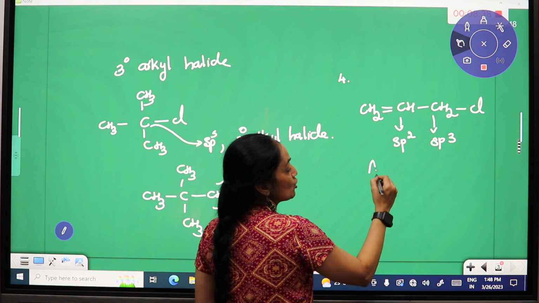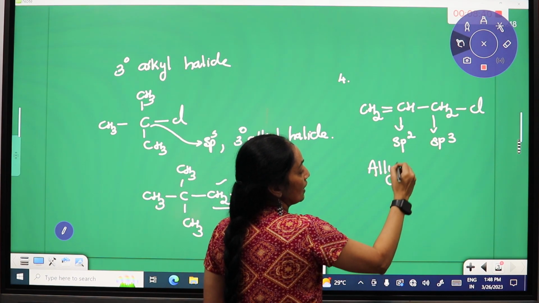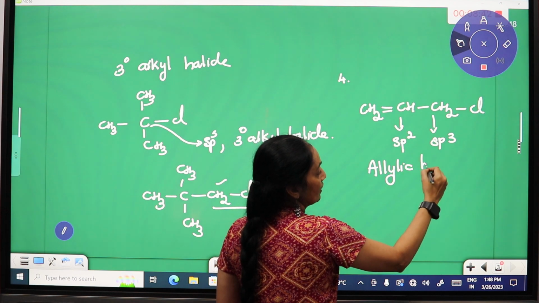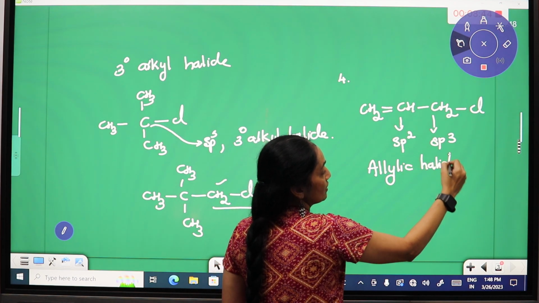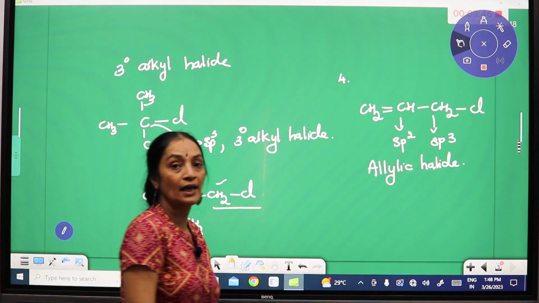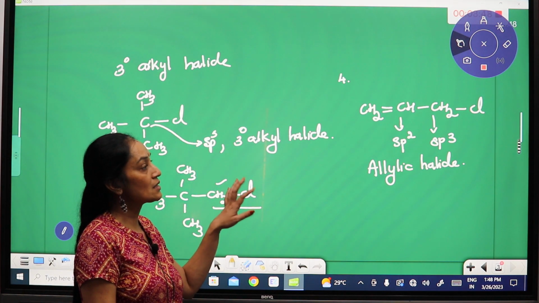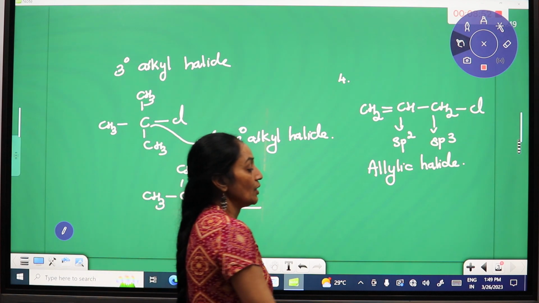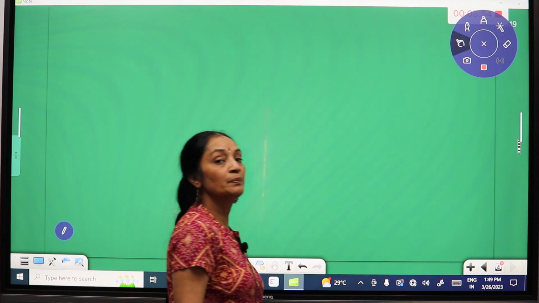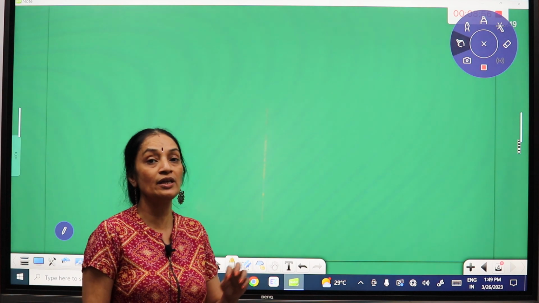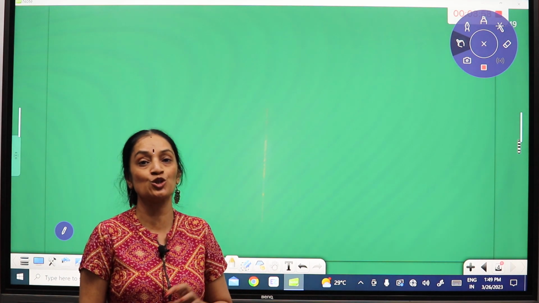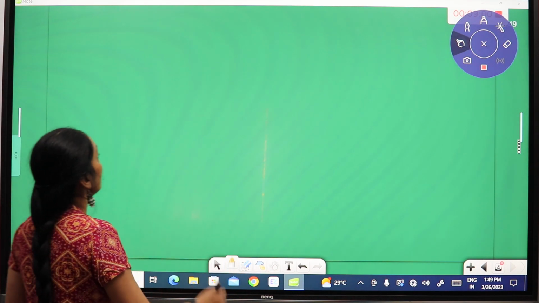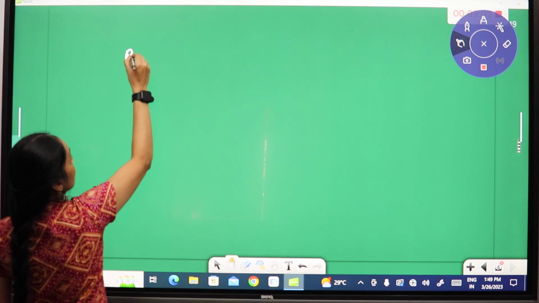Then we call this an allylic halide. This is some of the classification which I am touching. Now, let me come to preparation. I am doing only some of the important points from each topic. Let me come to the preparation.